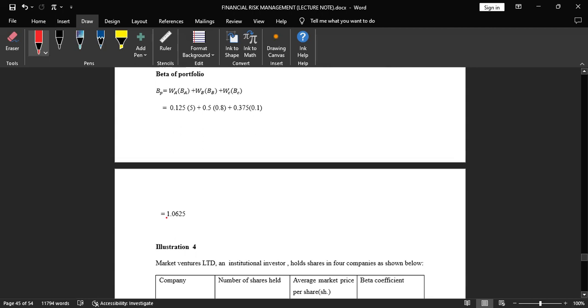Since our concentration is on risk here, we are going to end here. When you move forward and you are doing investment and portfolio, I will solve more questions. But there, our concentration will not just be on beta, it will also be on the returns, so we will solve more questions on the returns. So we are ending here.